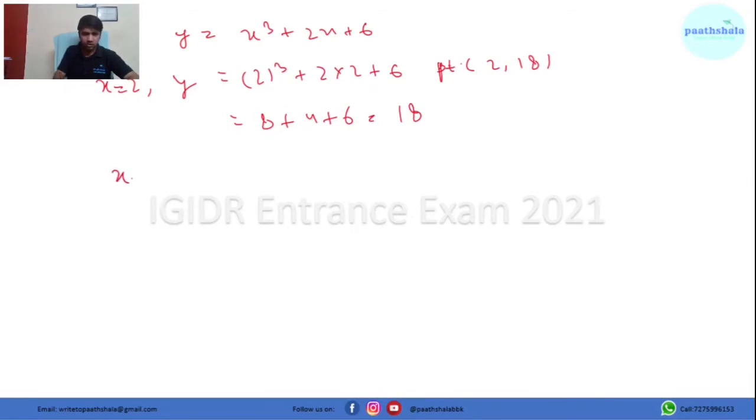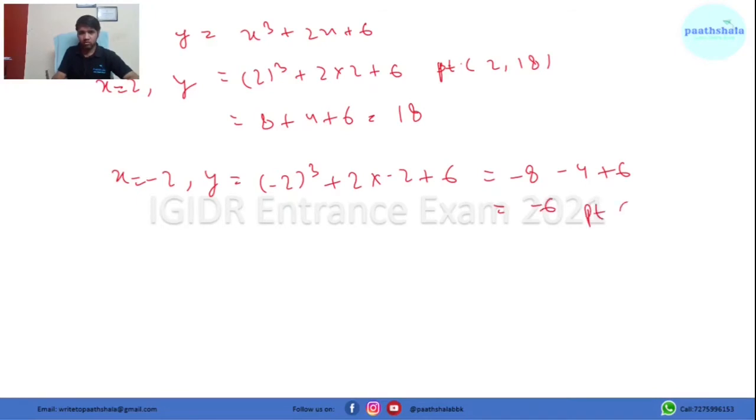Now at x equals -2, y will come out to be (-2) cube plus 2 into -2 plus 6. So this will come out to be -8 minus 4 plus 6. Minus 8 minus 4 is minus 12, and this will come out to be -6. So the point will be (-2, -6).